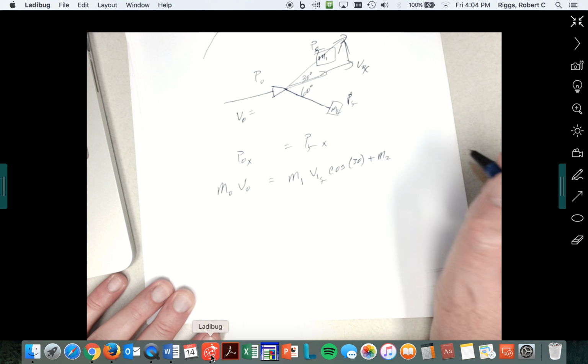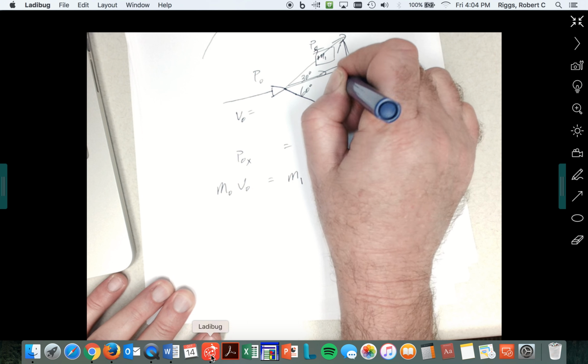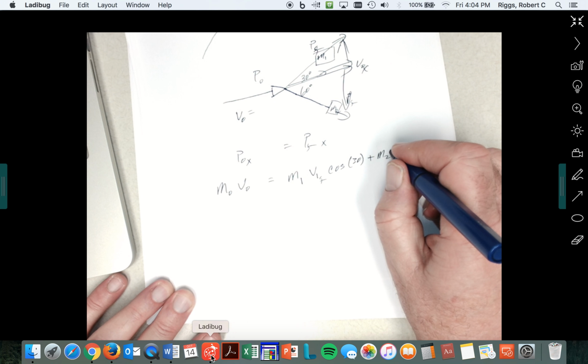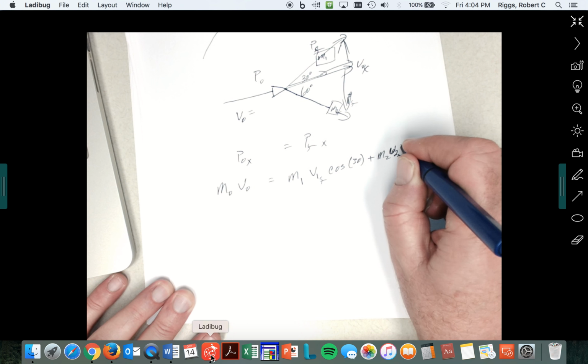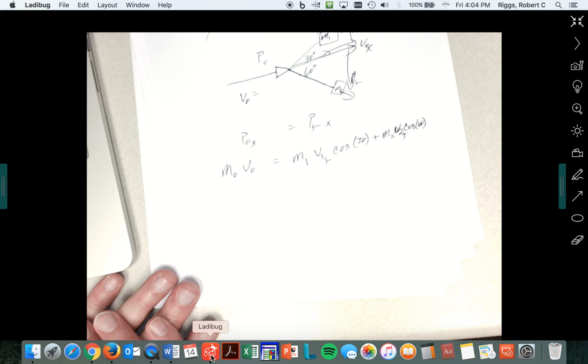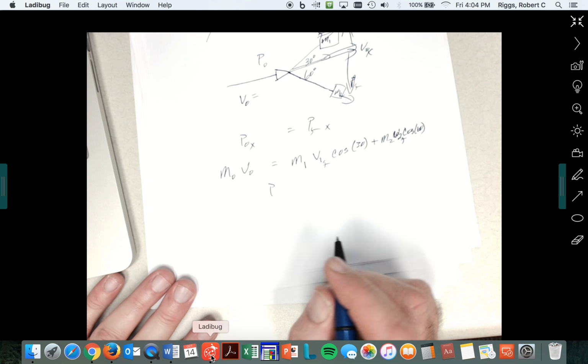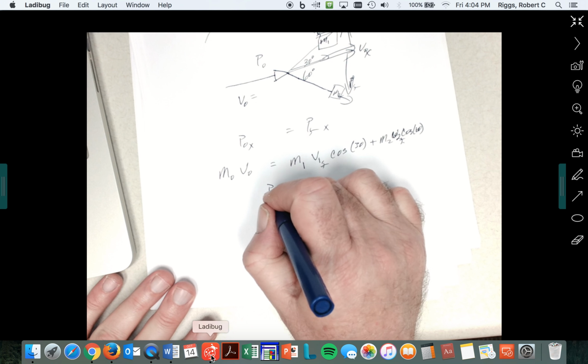m2, which I think they give you the masses. And this one's also plus, v2 final, cosine of 60. What do you think we're going to do now? Wait a minute, I've got 2 unknowns in one equation. I need to come up with another equation. Not to worry.